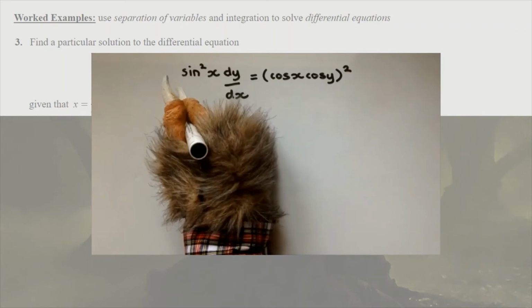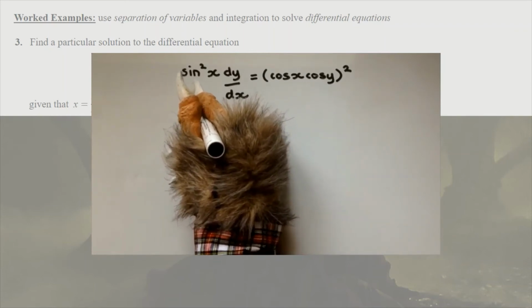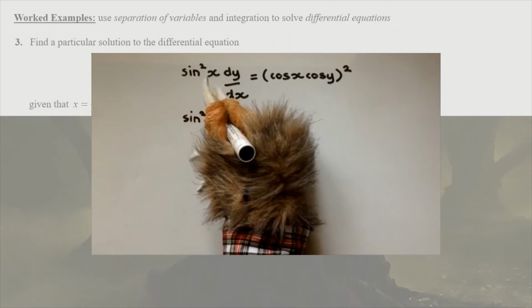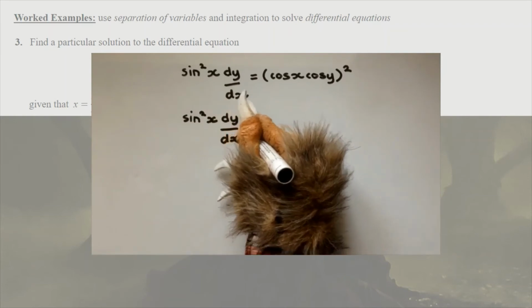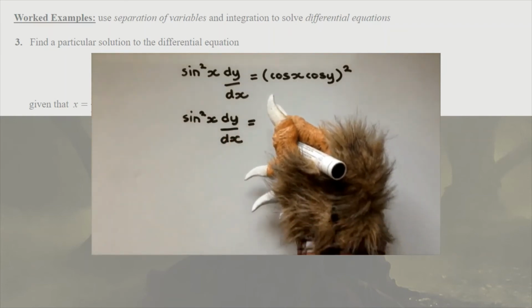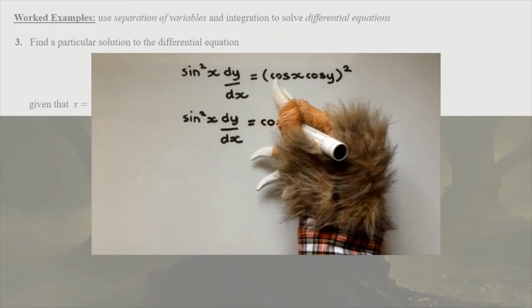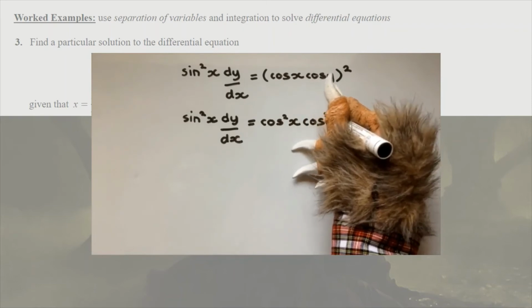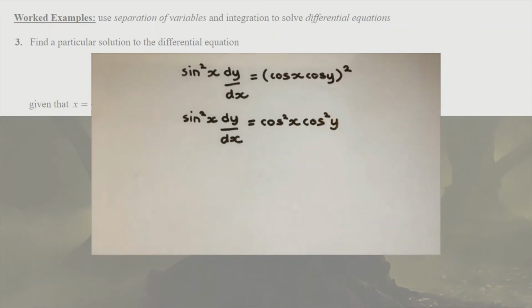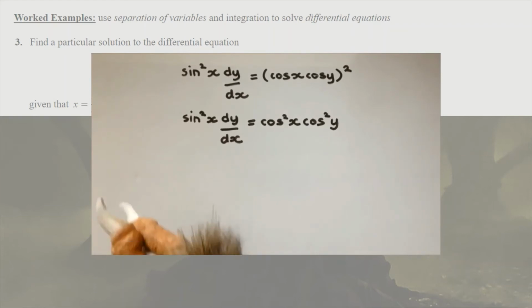So we'll have sine squared x dy by dx, like so, and square all that, so it's cos squared x cos squared y. Now then, our aim of course is to get dy by dx as the subject. That's the first step. Let's just indicate step 1 here. We just had to square that bracket first. So step 1.